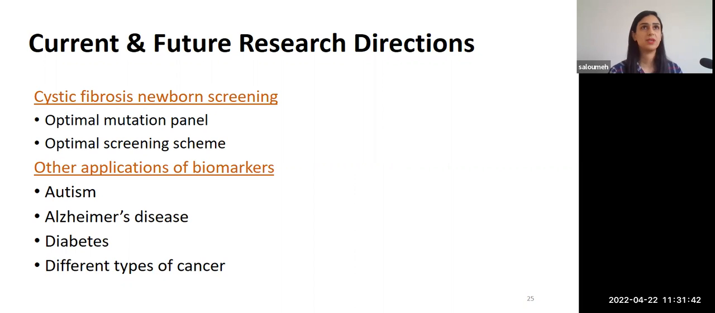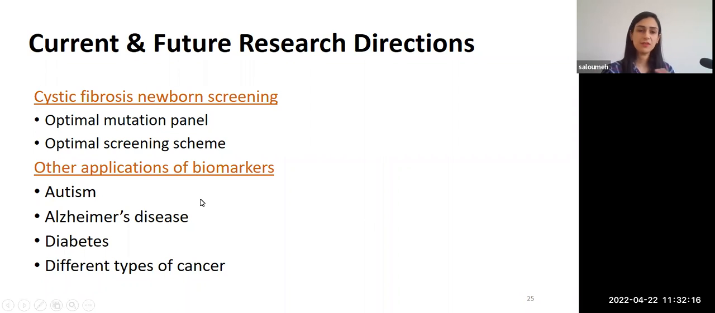The next step would be to look at the entire CF newborn screening scheme and try to make that optimal, because nowadays with all the improvements in genetic testing, the cost is a little bit lower. So I'm thinking about figuring out if it's better to skip the IRT test and start from the genetic test, or if it's still better to start with the IRT test and then only send IRT positives to genetic tests. That's a really interesting topic as well.